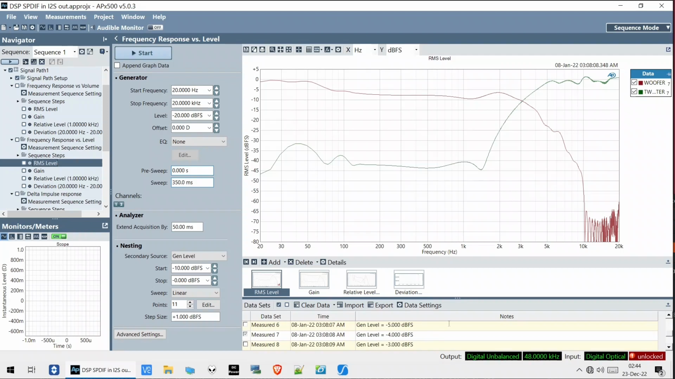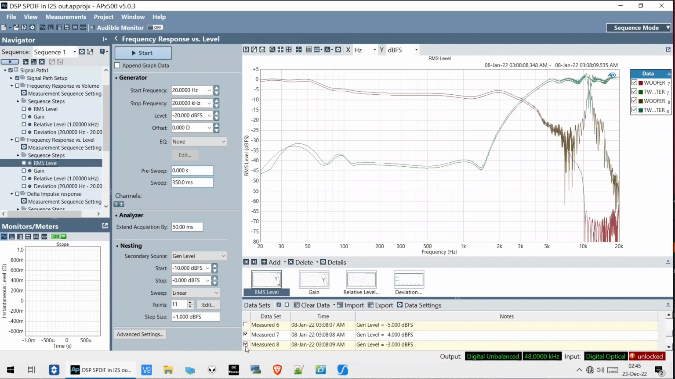So from about, let's say, minus 40 dBFS, we now see a proper low pass filtering function again, and the tweeter signal is also okay. But when we go up to minus 3 dBFS, you see now suddenly that the woofer low pass is completely broken, and here the tweeter is impacted as well.